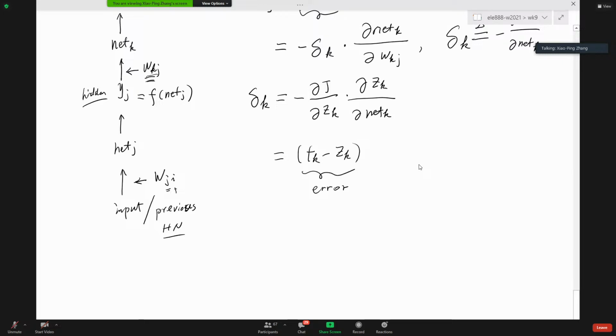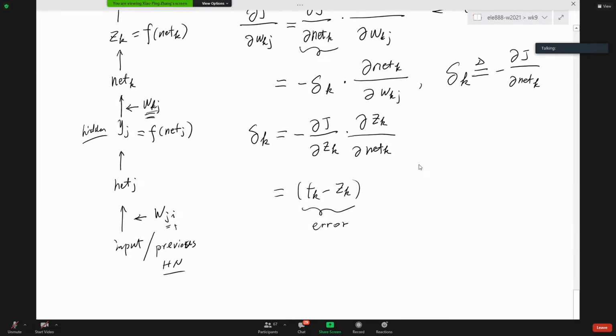Yes, the tk is the ground truth value. It's our target. It's a label, okay? Times partial zk, partial net k. What is that? zk and net k, what's the relationship? That relationship is exactly the nonlinear activation function. So it's f prime net k. Okay, this means derivative. Is that clear?